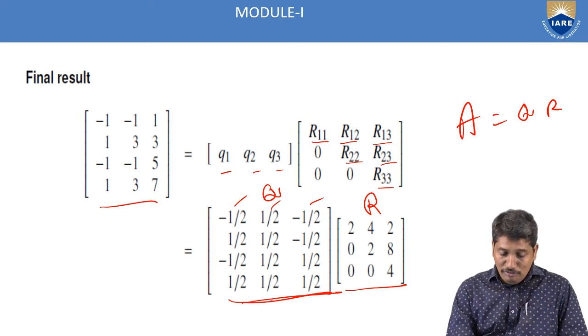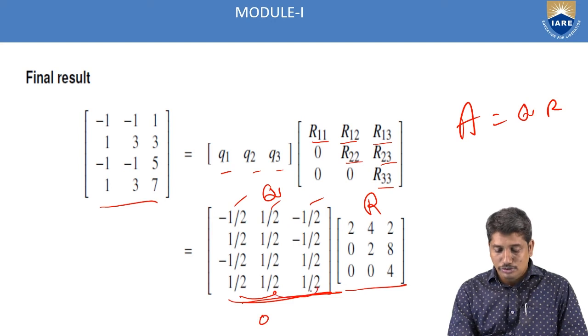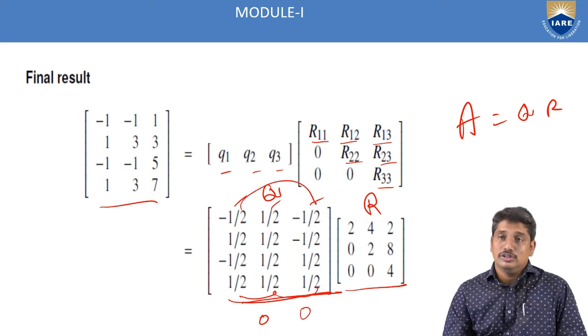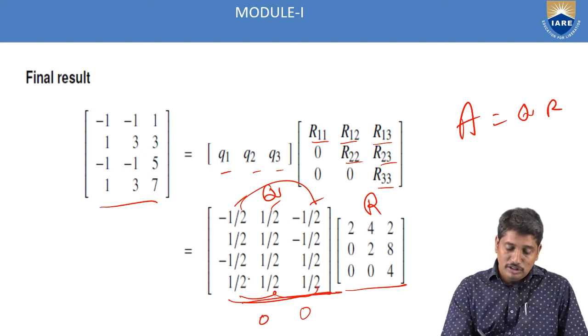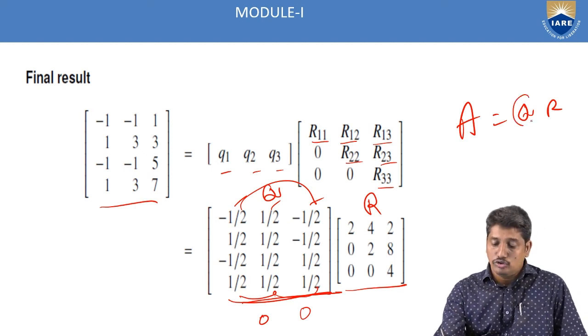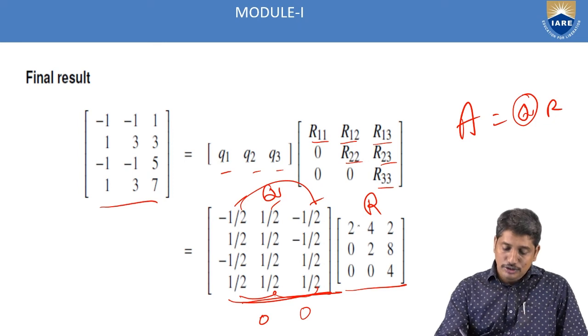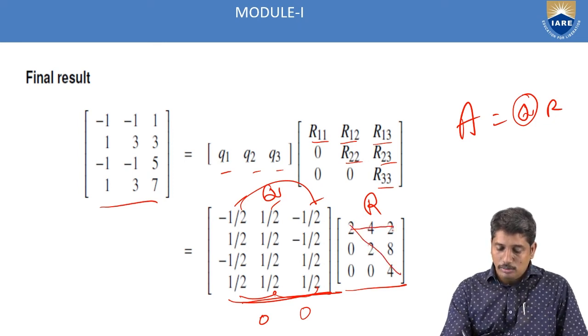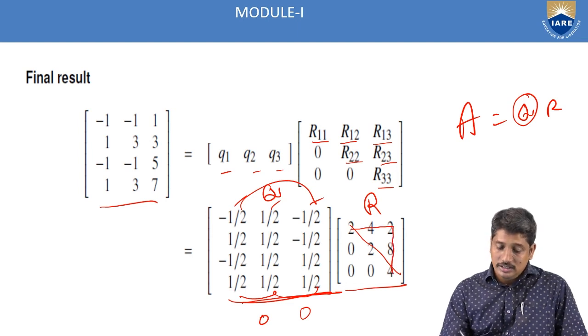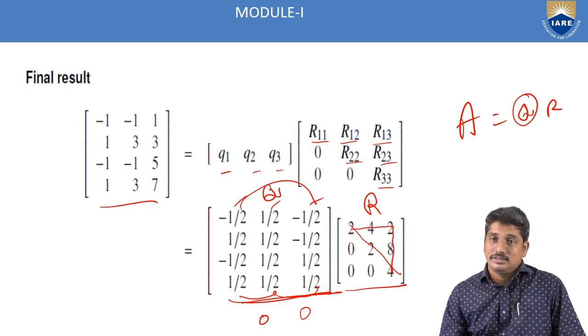And you can verify the dot product of these two is 0, and the product of these two is 0, and the product of these two is 0. Every pair of vectors is 0 and each vector is of norm 1, and hence these are orthonormal vectors. And clearly you see that the diagonals are non-zero and the elements lying above the diagonals are non-zero, and hence this is an upper triangular matrix.